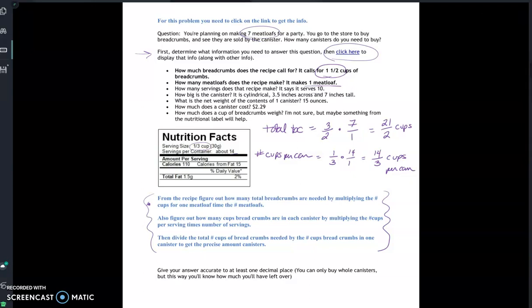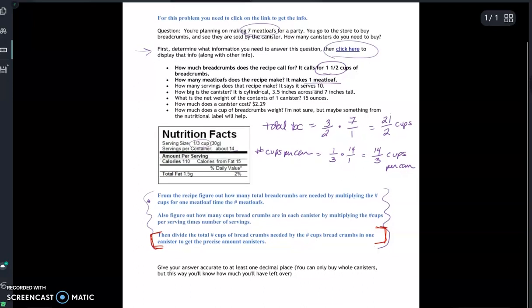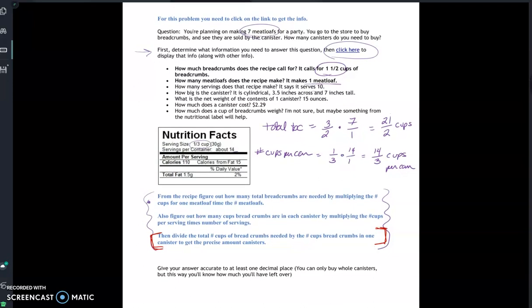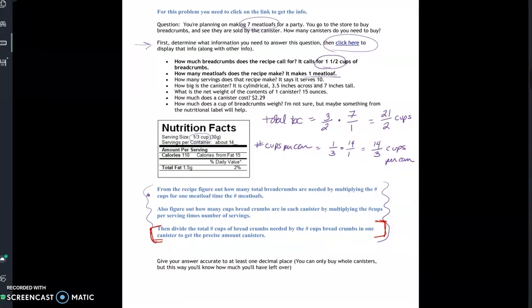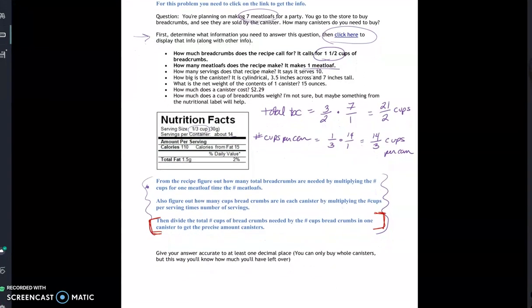Then divide the total number of cups of breadcrumbs needed by the number of cups of breadcrumbs in 1 canister to get the precise amount. That one I'm going to write down here. This is really the crux of it. There's a lot of extra information in this problem. We call them distractors, so we don't need to use everything that's given to us.